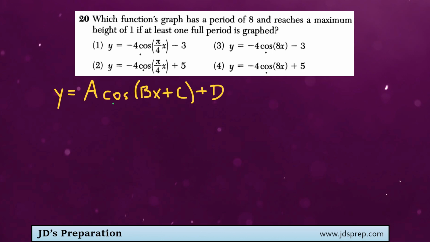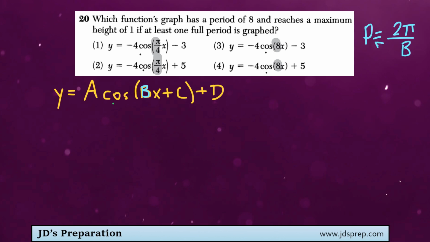The other thing you need to remember is that there's an equation for finding the period of a periodic function, and that is the period is equal to 2 pi over the value of b, which is right there in the equation. So first we're going to solve for b. And I can tell already that it's going to be equal to either pi over 4 or 8 based on the multiple choice options. So let's go ahead and do that.